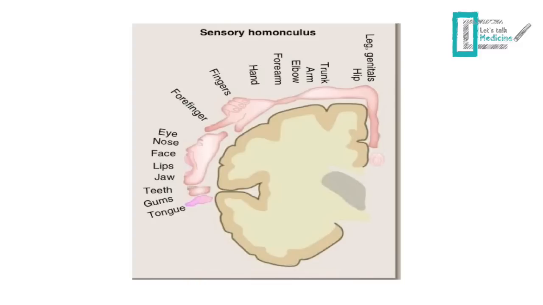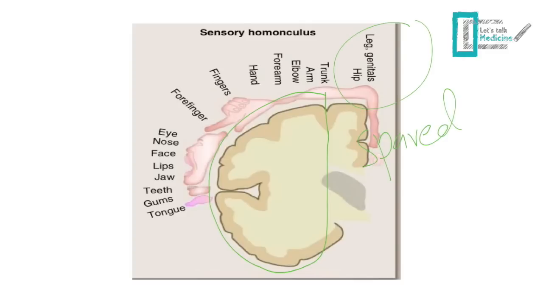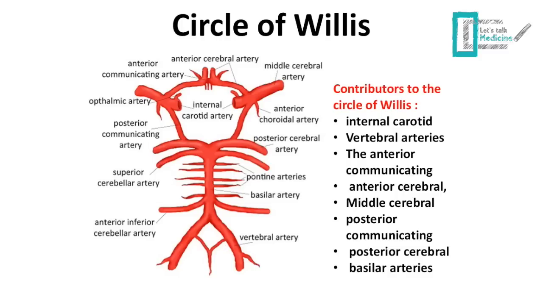Again, the territory of the middle cerebral artery will include everything but the legs. So you can get a wide variety of symptoms. Maybe if the patient gets a stroke, you can get facial drooping, anything else, but the legs and hips are spared. What is the circle of Willis?